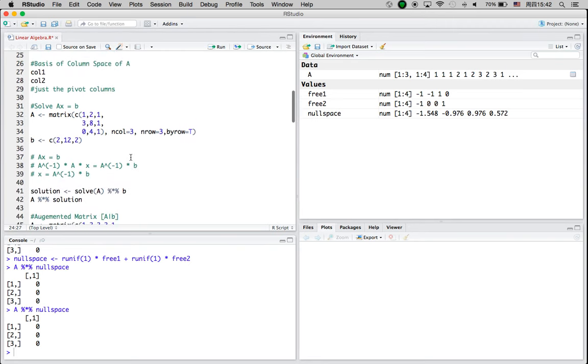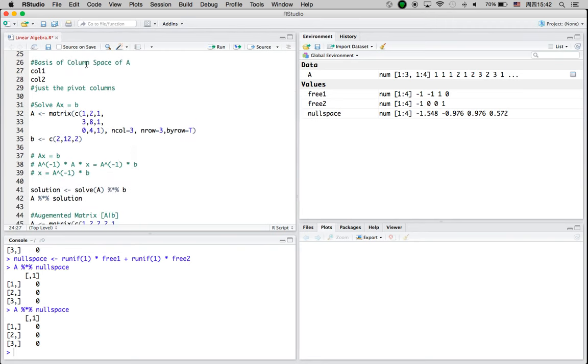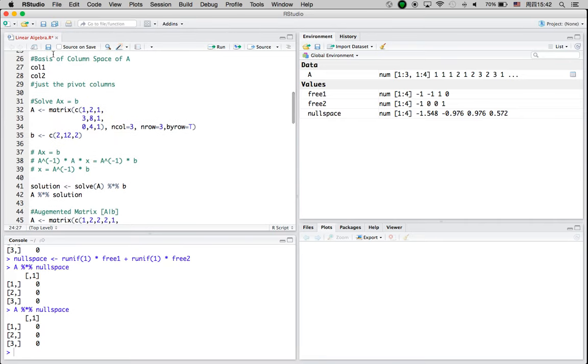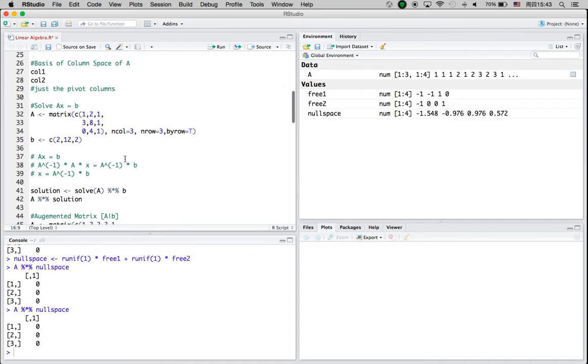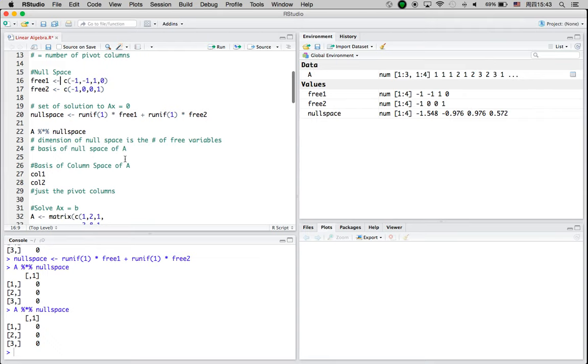Now let's take a look at the basis of the column space. As we discussed before, the column space is actually just the first two columns, since they are the pivot columns. So again, they are linearly independent. The first rule is that they must be linearly independent, and the second rule is that they must span a space. So the first and second columns are the basis of the column space, and these two vectors are the basis of the null space, where the null space is all the solutions x to Ax equal to 0.